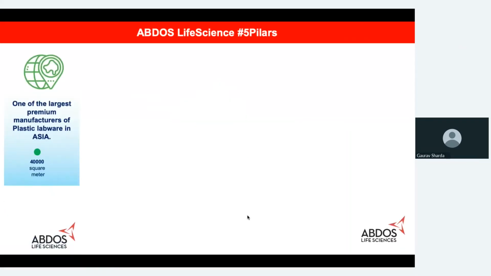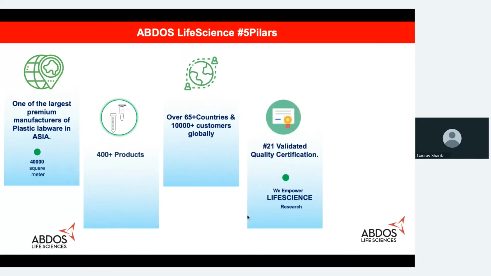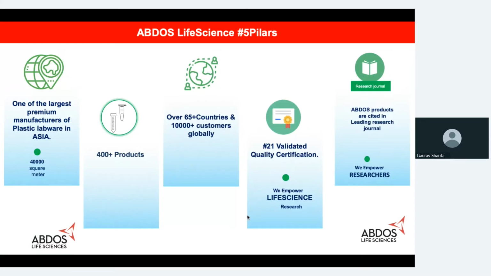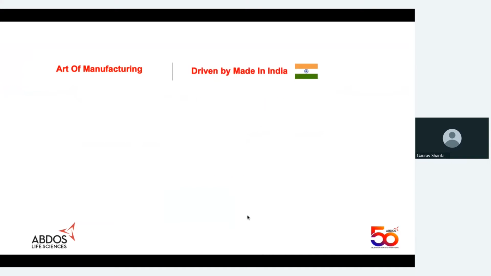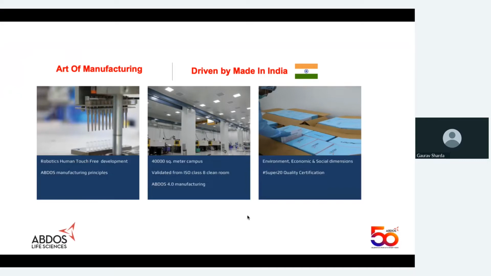So these are certain pillars of Abdos. We are one of the largest premium manufacturers of plastic labware in Asia. We have over 400 products in our catalog, and we cater to around 65 countries globally. We have been certified with 21 quality certificates, and all our products are cited in leading research journals. We have state-of-the-art manufacturing made in India itself, spread across a 40,000 square meter campus, and it has been validated with an ISO Class 8 clean room.